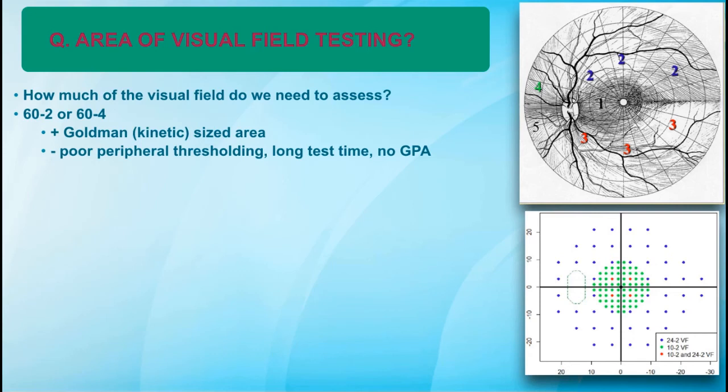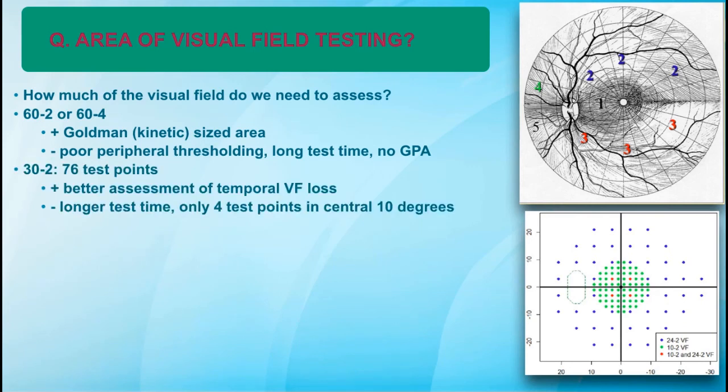Problem with that is that it's very hard to get a threshold static perimetry value in the periphery. There are very few ganglion cells and the patient's peripheral awareness is not very good and the threshold tends to be all over the place. Plus the testing time is huge because of such a large area and there's no progression analysis software in the Humphrey perimeter to check on 60-degree fields.